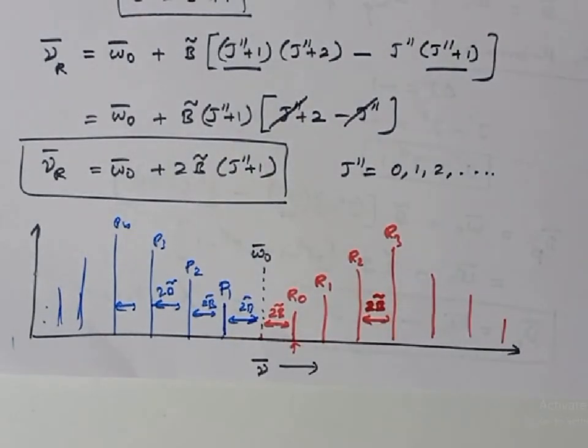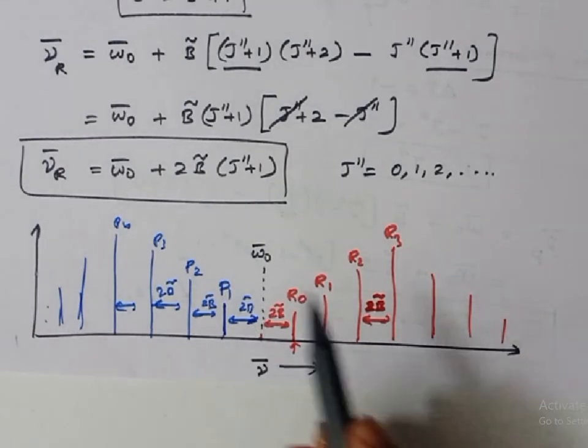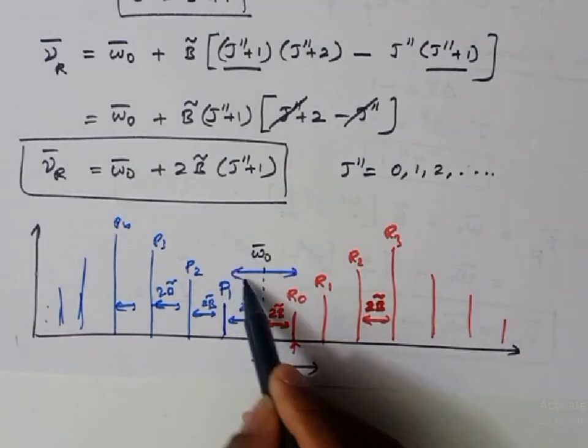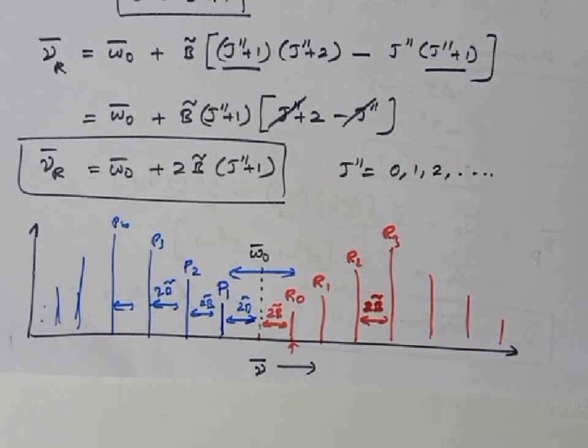What is the gap between the first P branch line and the first R branch line? 4B, sir. Okay. Yes, note all these points. Note all these points. Students, is this clear? Any doubt?